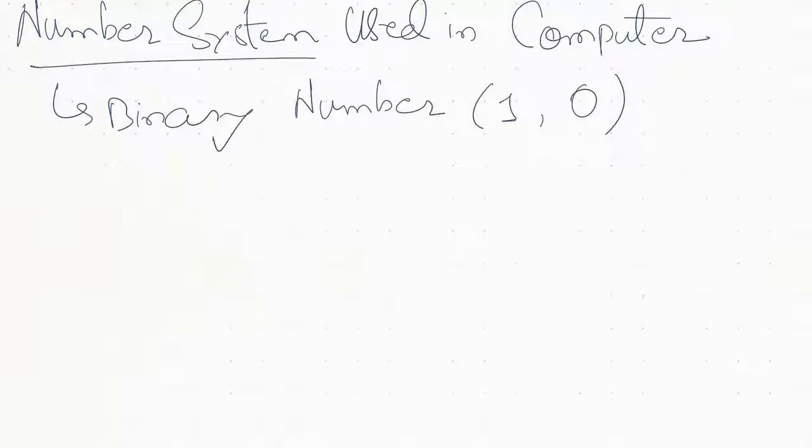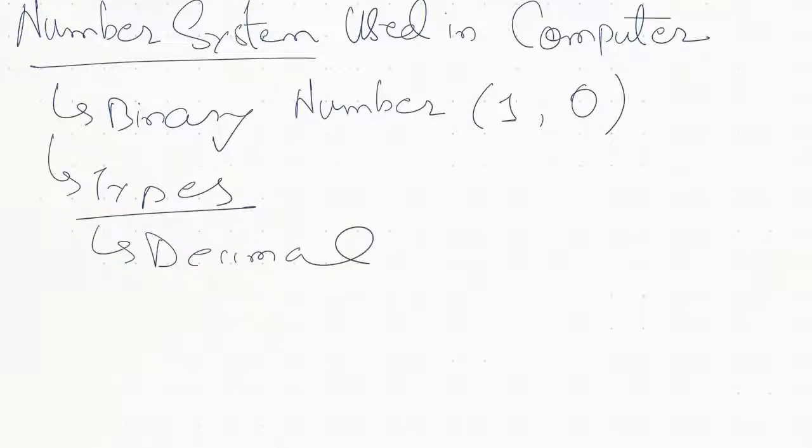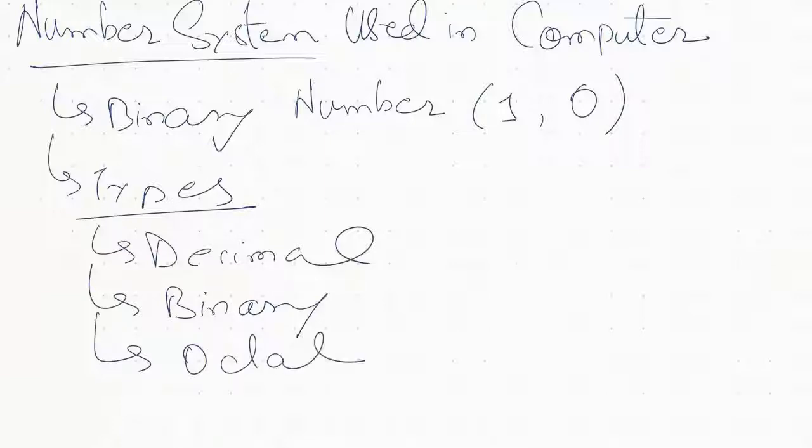Okay, so now let us talk about the basic classification of numbers, and then we will talk about the different kinds of number systems that are being used in computers, that is binary, then octal, hexadecimal, all these kinds of numbers. Okay, so if I want to classify it, the types could be decimal, then we can have binary, then we can have octal, and then we can have hexadecimal.